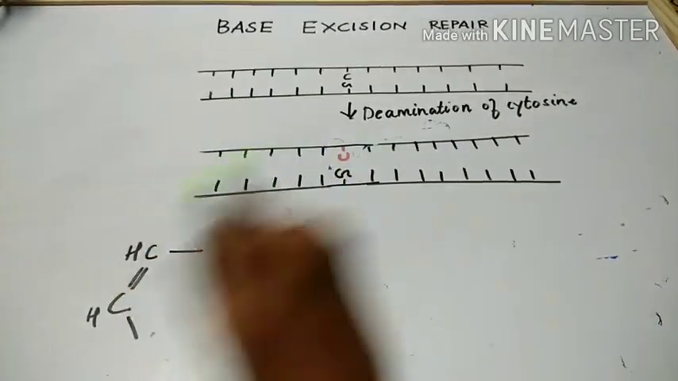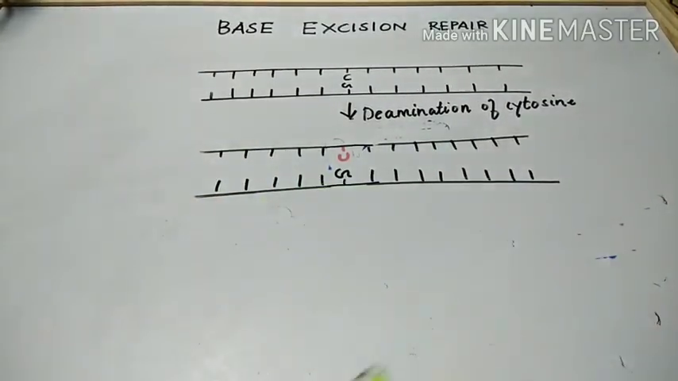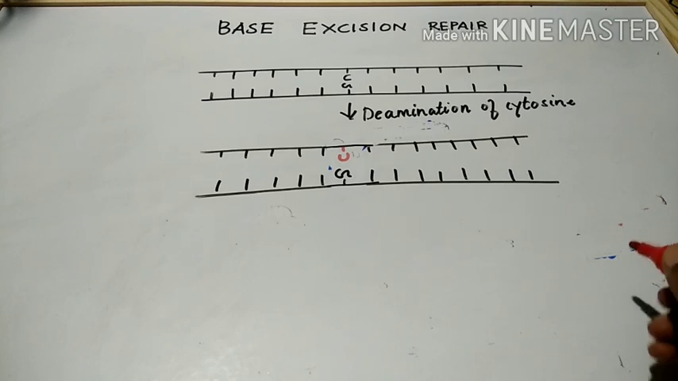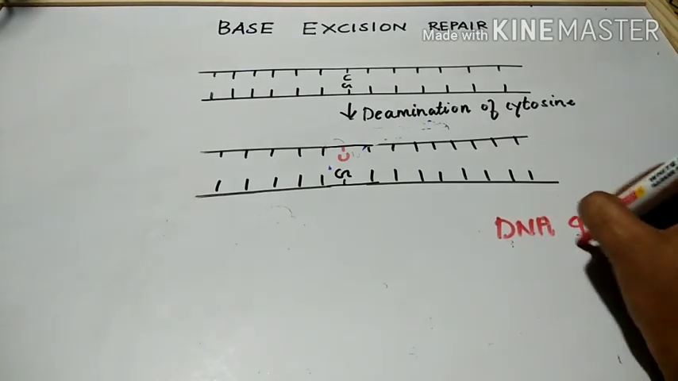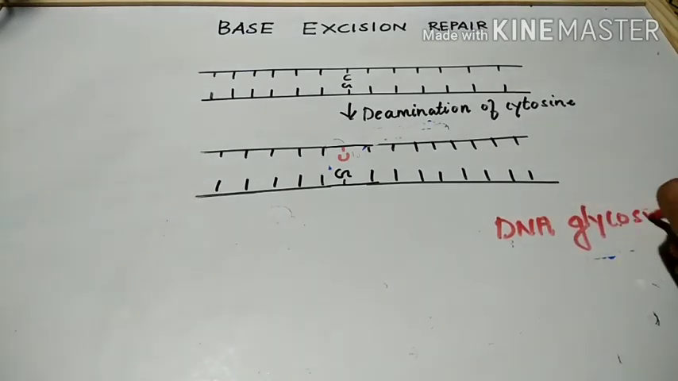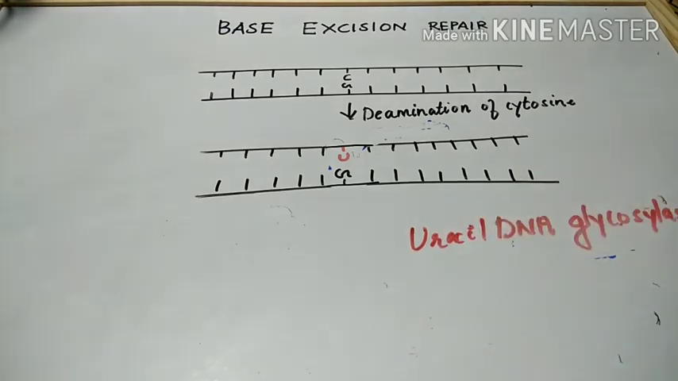So for this damage to be repaired, this particular site should be recognized by an enzyme, and it should bind and remove the particular base. So removing the particular base or recognizing the particular base is done by the enzyme DNA glycosylase. Or we can particularly say it as uracil DNA glycosylase because it specifically binds to the uracil molecule.